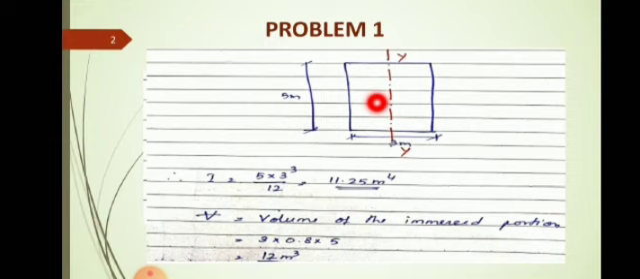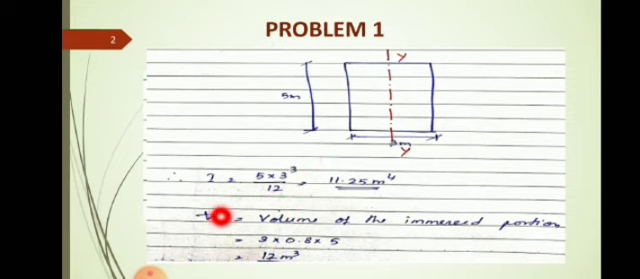So the b value is the dimension that is coming parallel to the y axis, because we are taking moment of inertia about the y axis. So b value is 5 meter and d value is 3 meter. So I is equal to 5 into 3 cube by 12, 11.25 meter raised to 4.